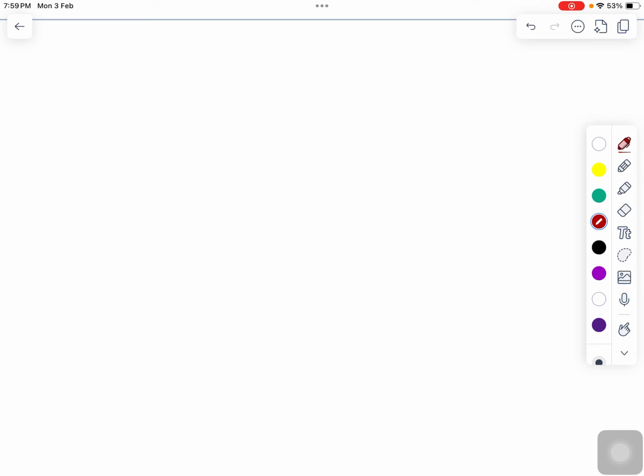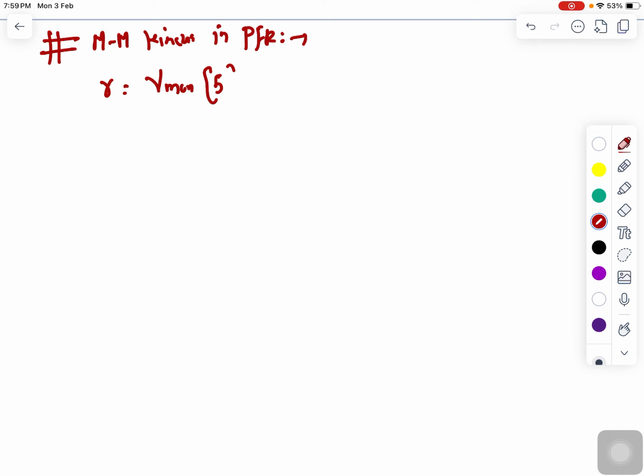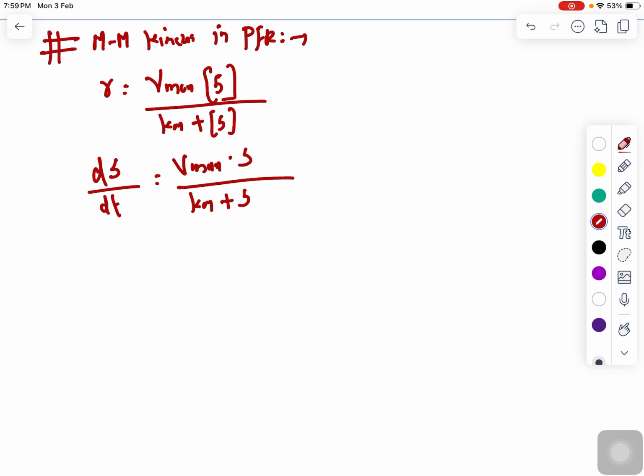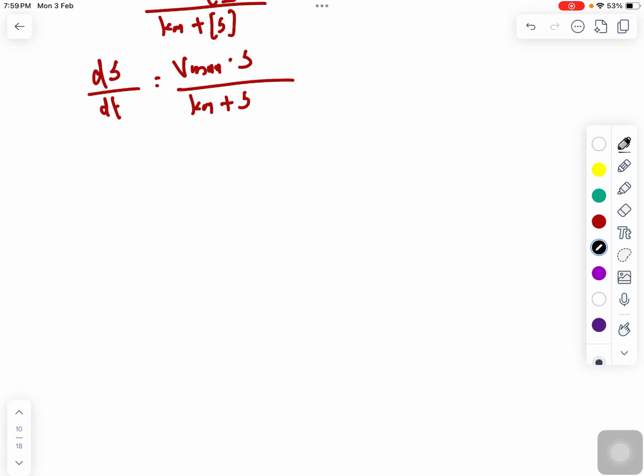And this is very, very important. I think GATE 2023 asked questions from here: if MM kinetics is happening in a plug flow reactor, then what we can see is that rate, we know, is equal to Vmax into concentration of S divided by Km plus concentration of S. So here we can say dCs by dt, or we can say dS by dt, is equal to Vmax into S divided by Km plus S. S is the substrate concentration. Is that clear?